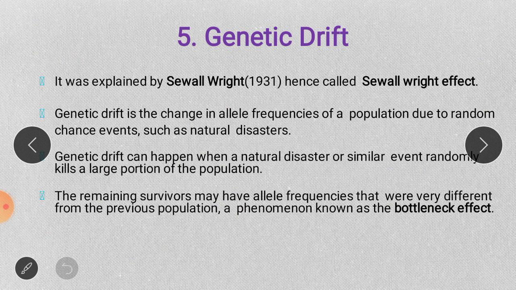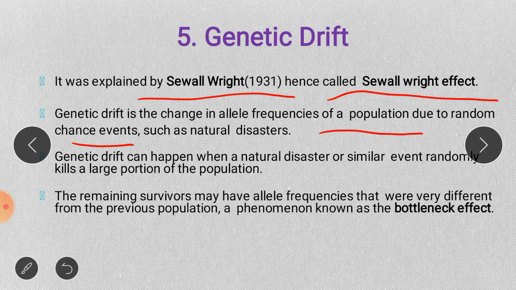The next factor is genetic drift. This was explained by Sewall Wright in 1931, and is called the Sewall Wright effect. So genetic drift is the change in the allelic frequency of a population due to random chance events. Random chance events such as natural disasters, it may be an earthquake, flood and so on. Such natural calamities are going to take place that make change in the allelic frequency.